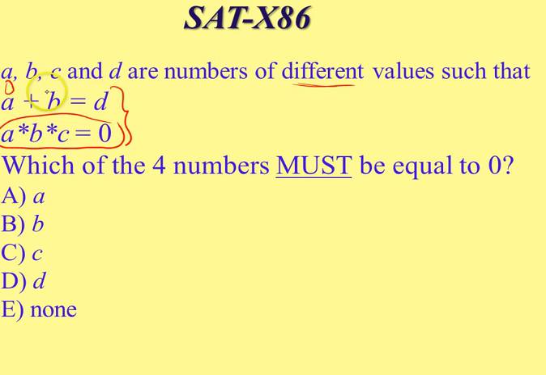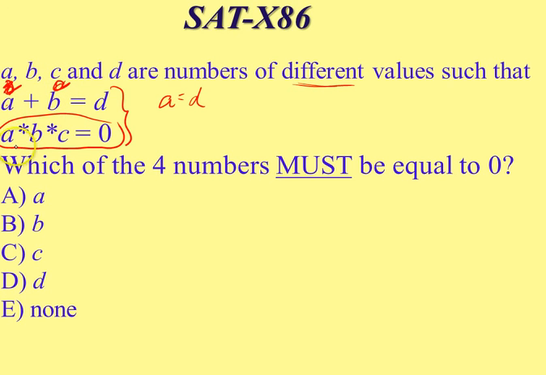How about B? Well, if B were 0, then A plus 0 equals D, or in other words, A would equal D. Well, it's the same thing. A can't equal D because it says A, B, C, D are all different. So that's not possible. So neither A nor B can be 0.